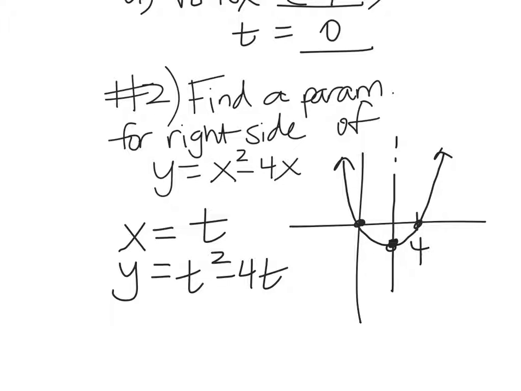T is 2? So you could trace and plug in like t is 0, I'm up there, t is 1, not quite, t is 2. Ah, t is 2, there it is. At t equals 2, we get the point 2, -4, which is the vertex. So I'm going to tell you that my restriction on my graph here, because I only want the right side, is t has to be greater than or equal to 2.